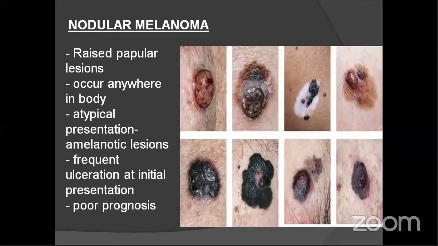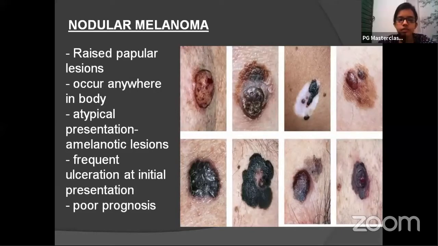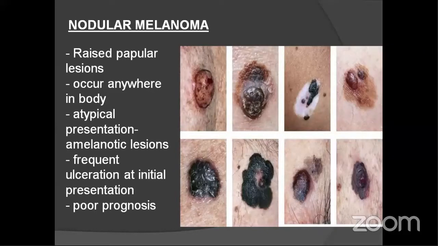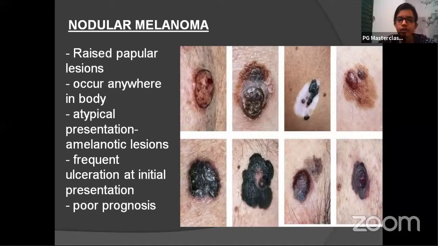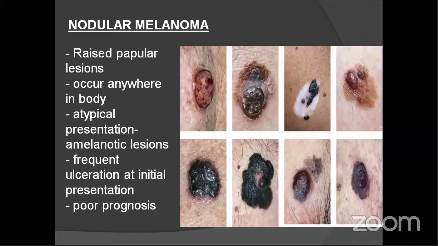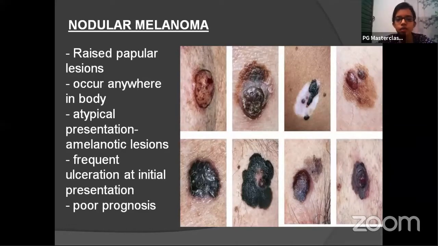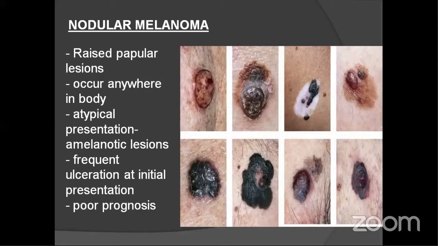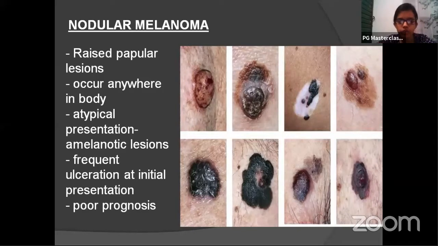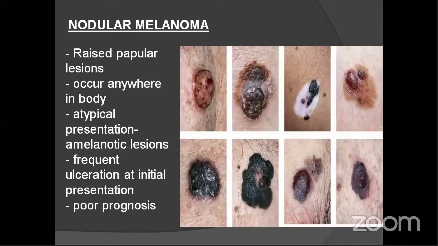The fourth type is nodular melanoma. These are raised papular lesions which can occur anywhere in the body. They have atypical presentation such that they can be amelanotic also. So if a patient presents with a previous melanotic lesion, and if they see that it's suddenly not the color, the color has reduced now, it is not a good prognostic sign. They also present with frequent ulceration at the initial presentation, and they carry a poor prognosis.